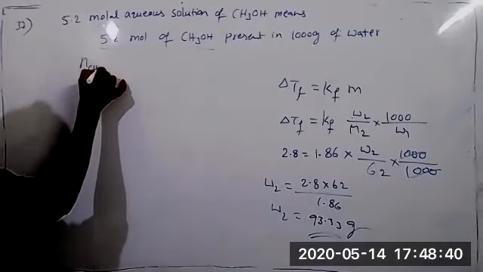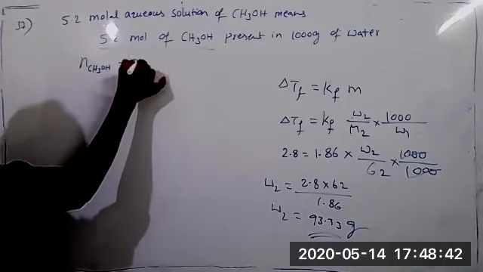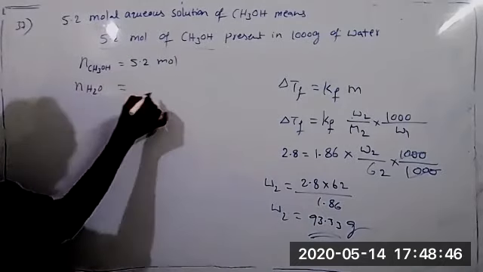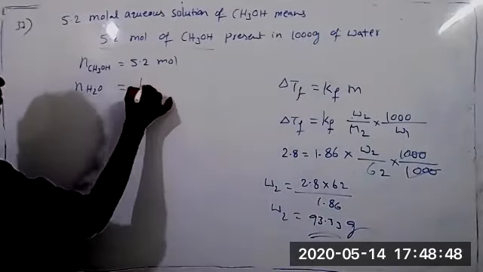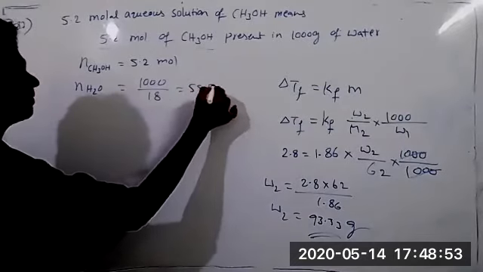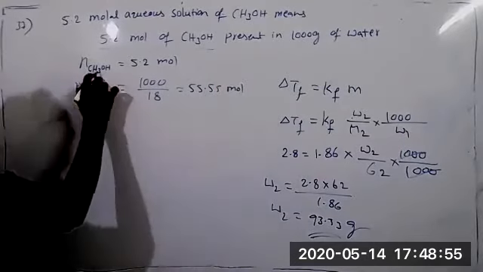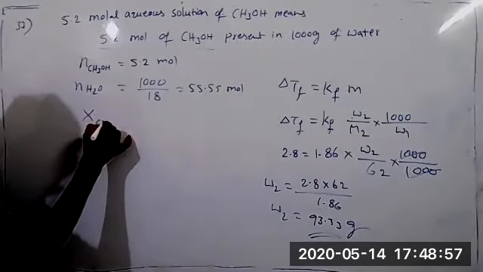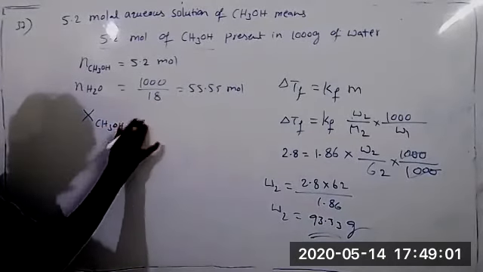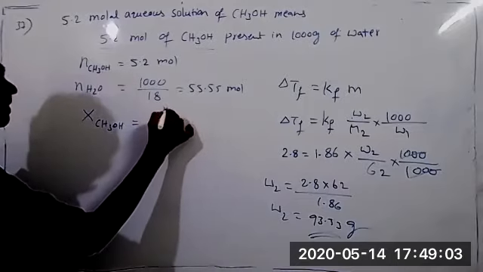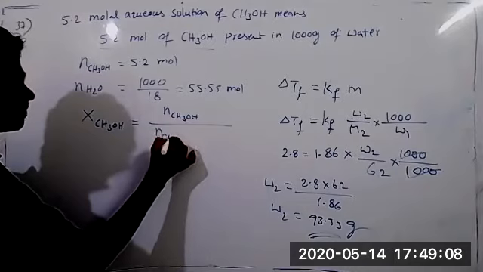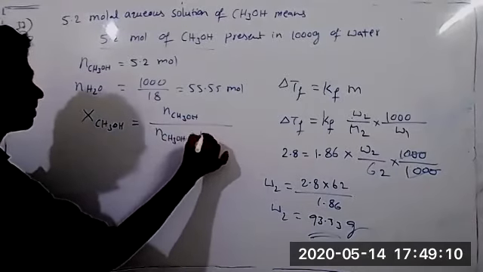Number of moles of methanol is 5.2 mole. Now we have to calculate the number of moles of water. This is 1000 grams, molar mass 18, so it gives 55.55 mole. Now we have to calculate the mole fraction of methanol. The formula is number of moles of methanol divided by total moles, that is moles of methanol plus moles of water.